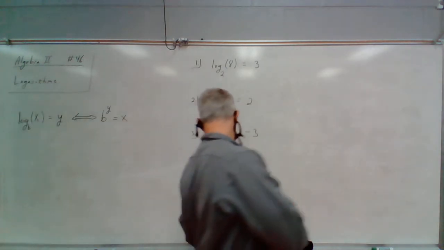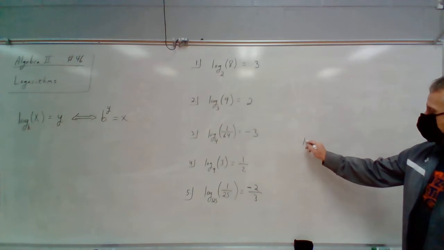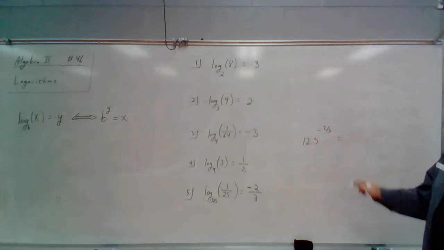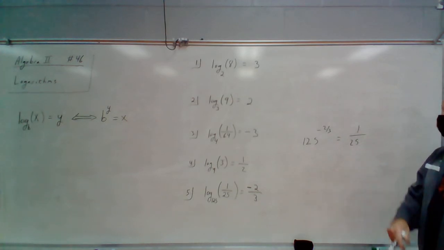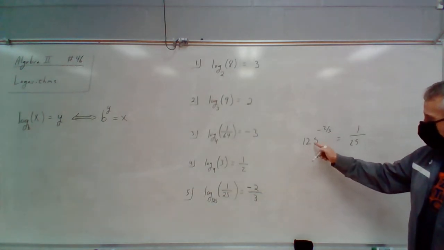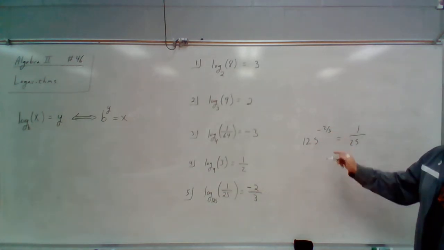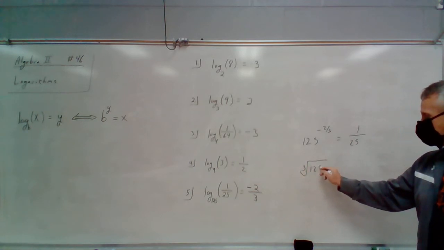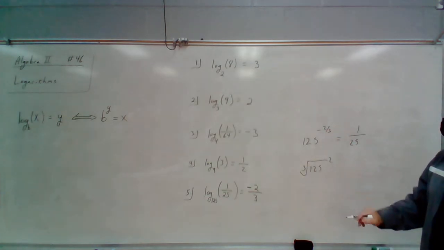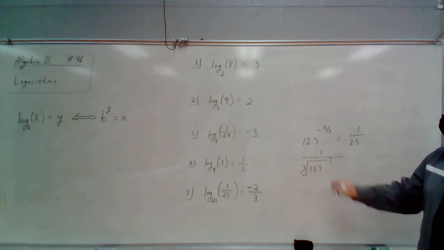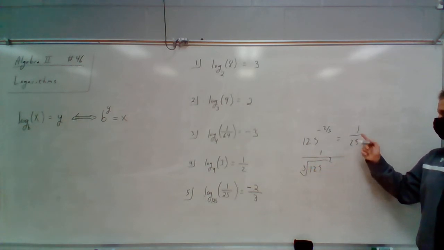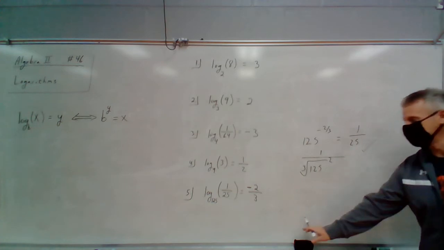Let's double check what we've done here. I'm claiming that 125 raised to the negative 2/3 power should equal 1 over 25. Does it? So 125 to the negative 2/3 power. We have a 3 in the denominator, so that's the cube root of 125. 2 in the numerator, and it's a negative exponent, so it's 1 over that. Cube root of 125 is 5. 5 squared really is 25. So that is correct.